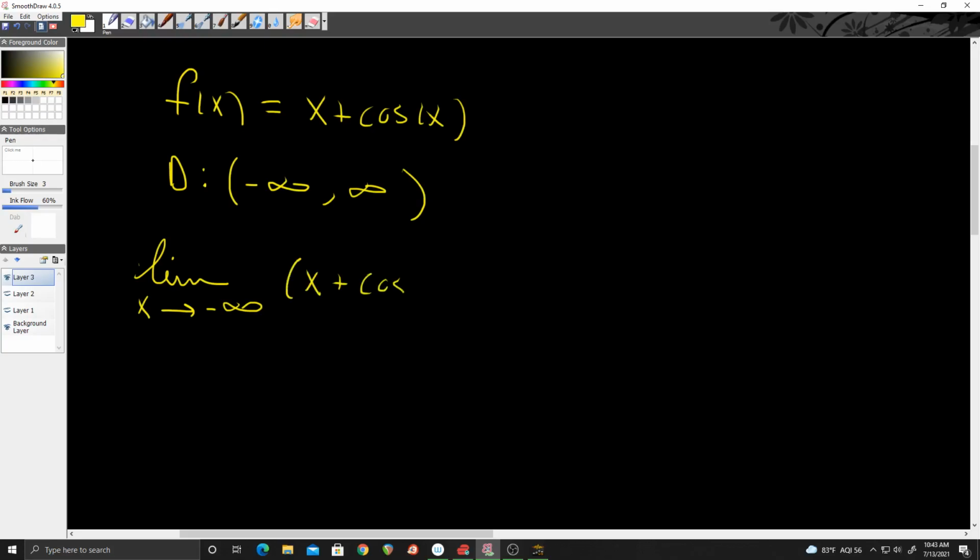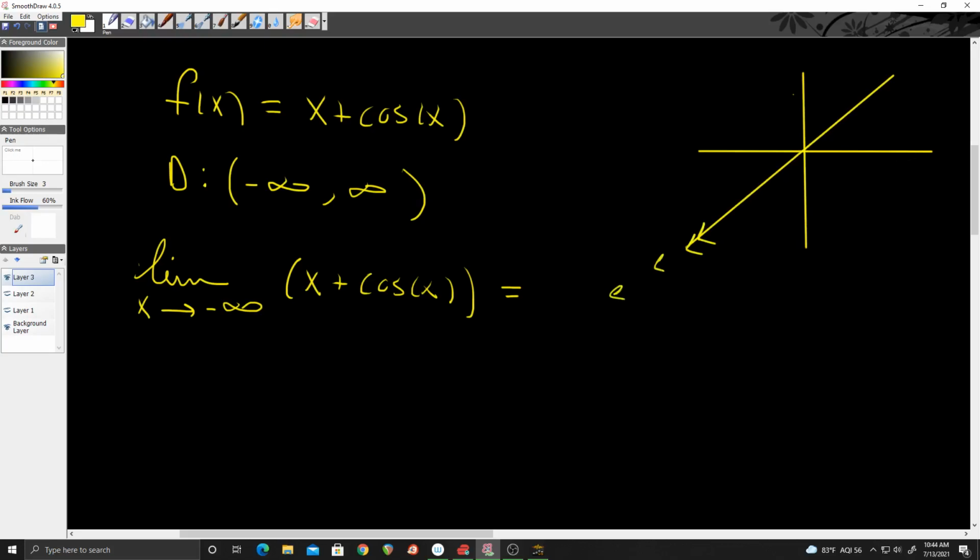X plus cosine x. Okay. Let's think about this. Let's just think about what the function x is doing, and I will make a little tiny graph here. As x approaches negative infinity, the function x is this guy. As x goes to negative infinity, the y value here is just going to approach negative infinity. So nothing too crazy happening there.